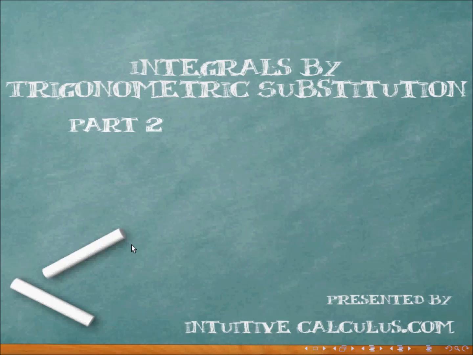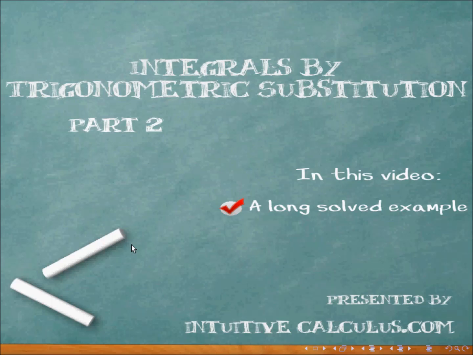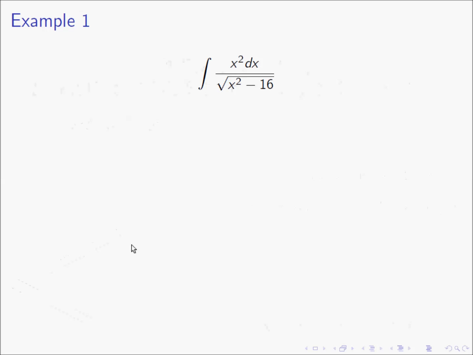Welcome to part 2 of integrals by trigonometric substitution. In this video we're going to solve one long and hairy problem involving trigonometric substitution. This is the problem. We want to find this integral: the integral of x squared over the square root of x squared minus 16.